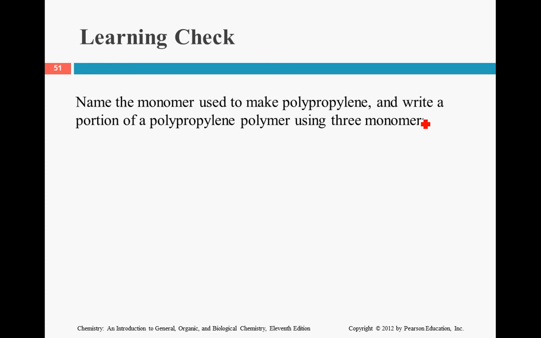Alright, so the monomer, polypropylene. Write out the portion of the propylene polymer using three monomers. So, polypropylene, that means propylene is the monomer. So, prop means that there's three carbons, two of which have a double bond between them. So that's going to be our monomer. That's going to be our repeating part.